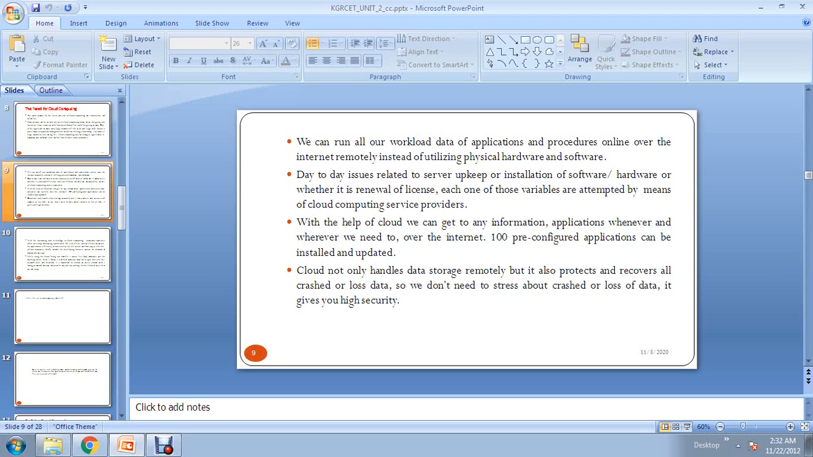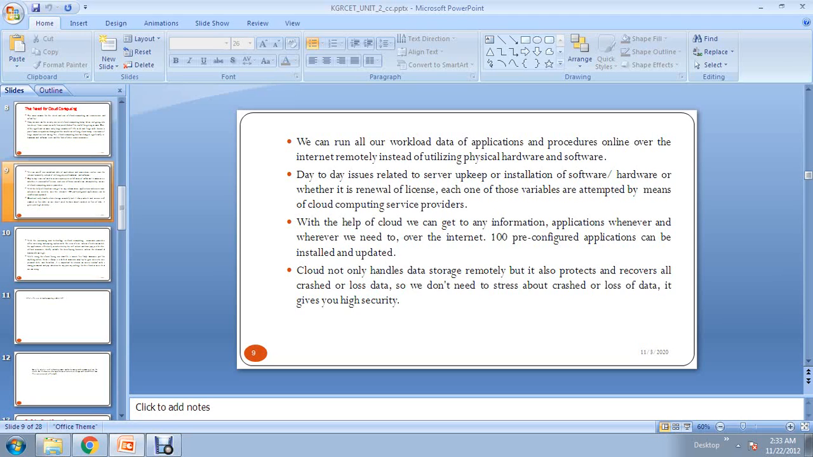And with the help of the cloud we can get any information, like applications, whenever we need them over the internet. The cloud service providers provide services and applications, and all these things you can take from the internet only. And the cloud not only handles the data storage remotely, but it also protects and recovers from all crashes or lost data.